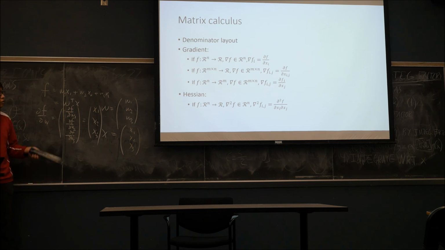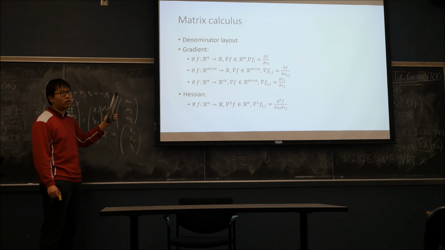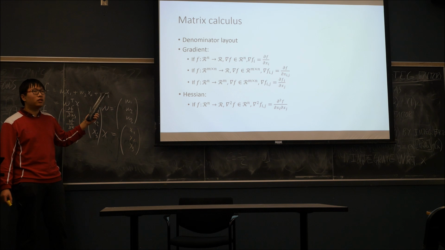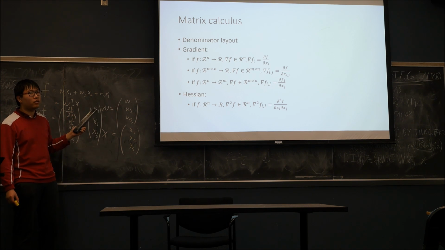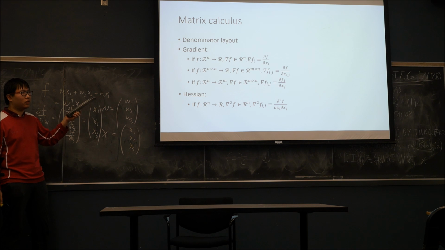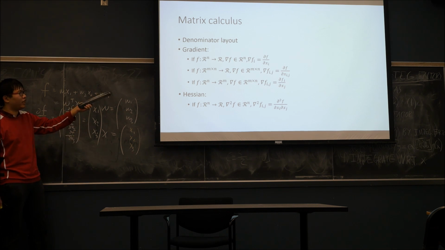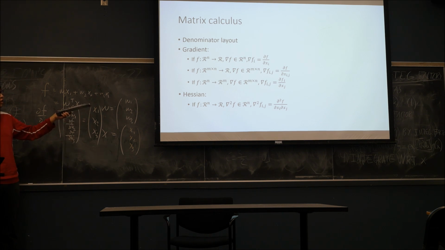So this is how you do the derivative for a real value number with respect to a vector. Okay. So how do you do the derivative of a real value with respect to an m times n matrix? It's pretty much the same. You end up with a matrix with the same size, right? So for each corresponding element, it's partial f partial w ij.